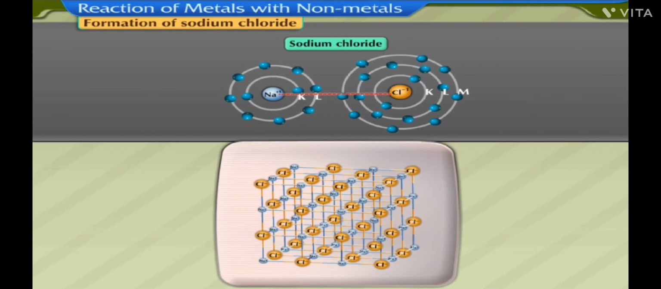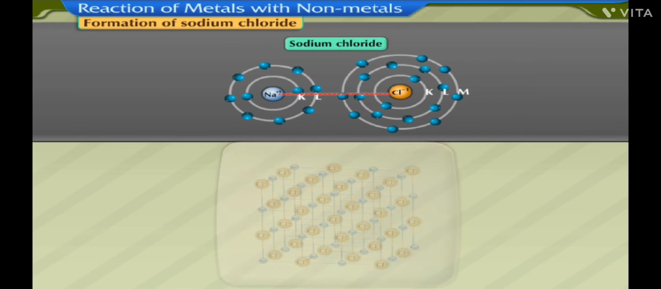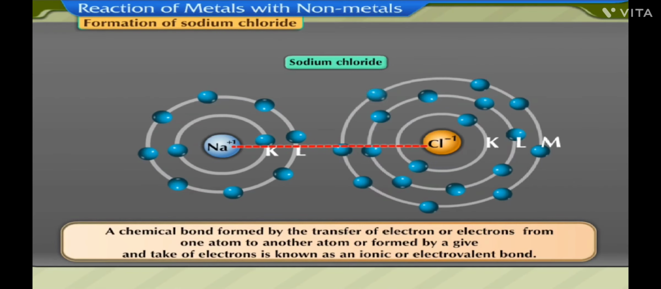Sodium chloride consists of a large aggregate of an equal number of sodium ions and chloride ions arranged in a definite geometrical shape. Let us define an ionic bond or an electrovalent bond. A chemical bond formed by the transfer of electron or electrons from one atom to another atom, or formed by a give and take of electrons, is known as an ionic or electrovalent bond.